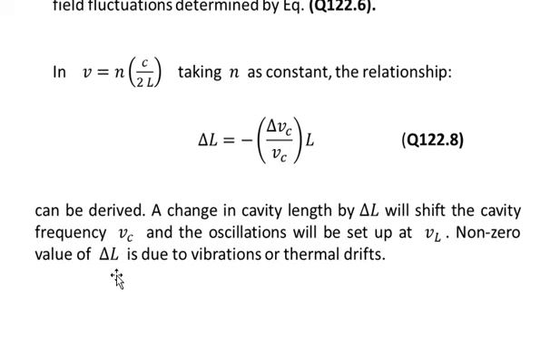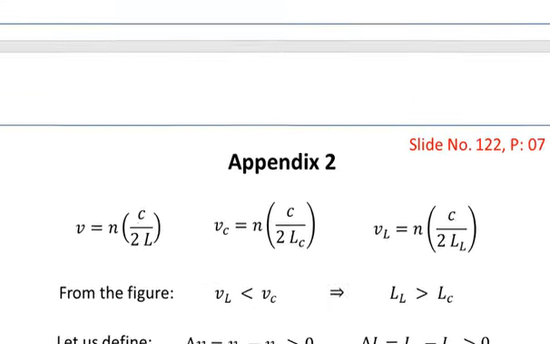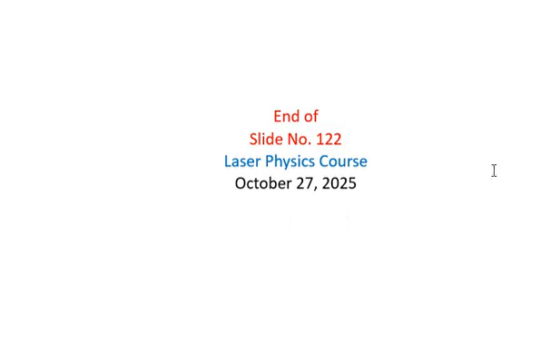A non-zero value of delta L is due to vibrations or due to thermal drifts. So you see that I have explained frequency pulling, and I have also explained the change in delta nu L, the change in the line width of the corresponding lasing frequencies. So this is the end of slide number 122.